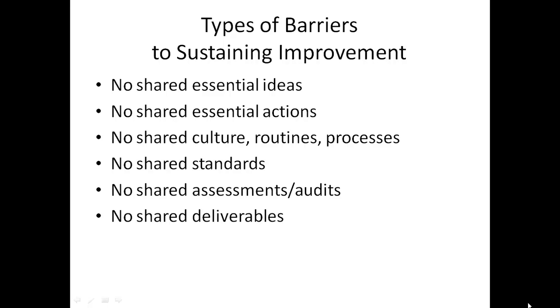So this list of 6 items here actually represents a system, an organizational system. And so if you have a failure in one of them, it's going to cause problems all the way through. But let's take a look at what each one of these are individually. So let's say that there is perhaps in mathematics instruction in your building a lack of shared essential ideas.